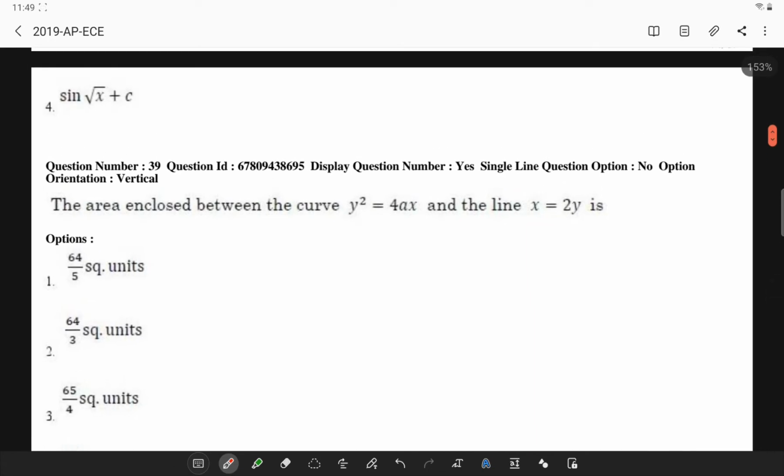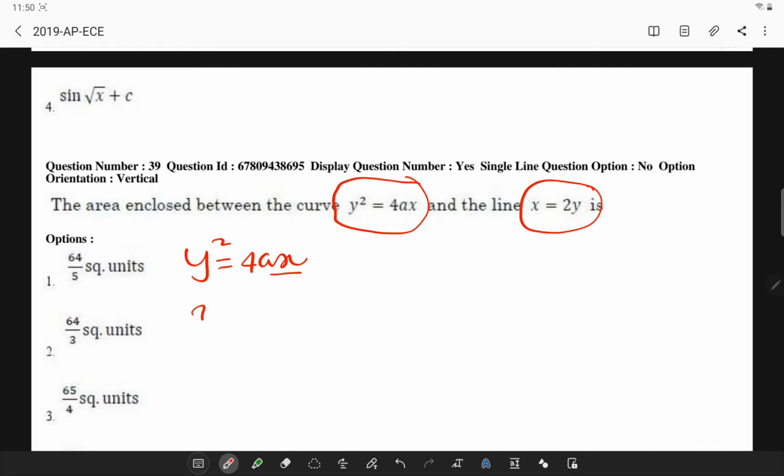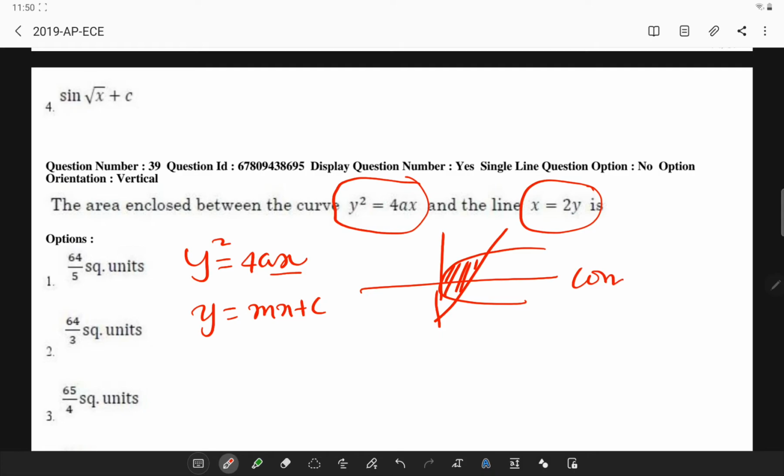So this question is related to areas. When you have y square is equal to 4ax and y is equal to mx plus c, this is an equation of a parabola and a straight line. If you want to find out the common area, the common area is 8a square by 3 into m cube. Very important formula.